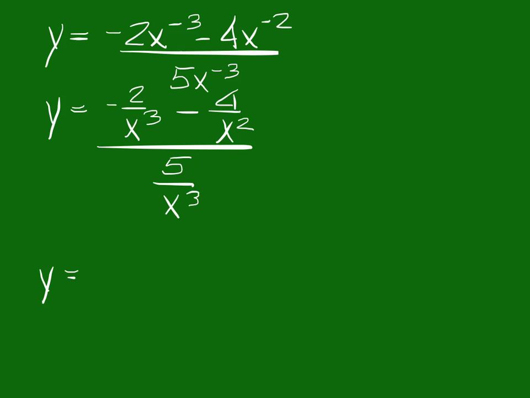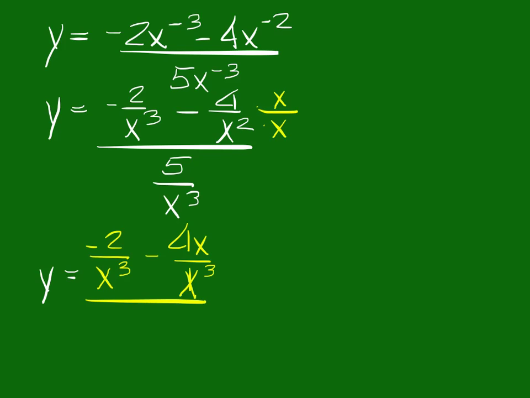On the top, you need a common denominator, and we'll make that x to the third. So you would have to multiply by x on the top and the bottom. So when you do that, that's negative 2 over x to the third minus 4x over x to the third. On the bottom, 5 over x to the third.